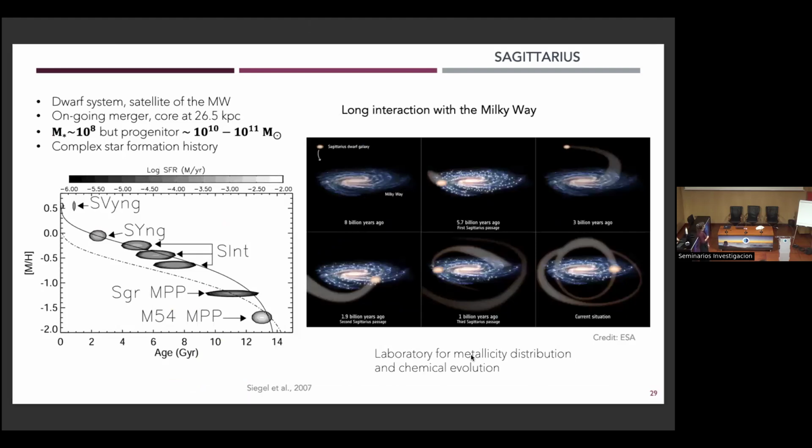Sagittarius has been widely studied because of its protracted and very complex star formation history. So you can see here in the age-metallicity relation of Siegel that there are different stellar populations hosted in the core of Sagittarius. We have an older and more metal-poor one, and even a very young and metal-rich population was detected. So this is the product of the long tidal history that Sagittarius has with the Milky Way, because Sagittarius is orbiting around the Milky Way.